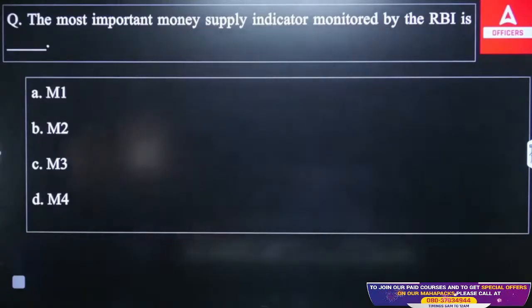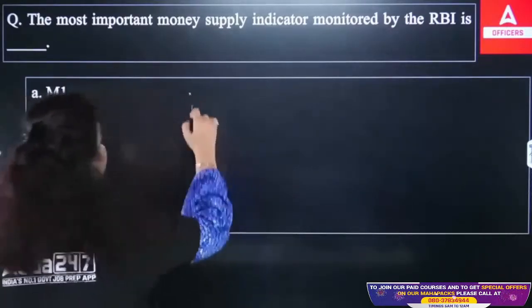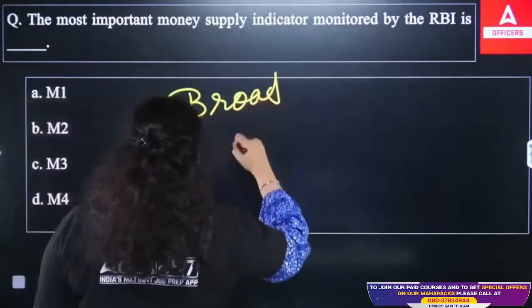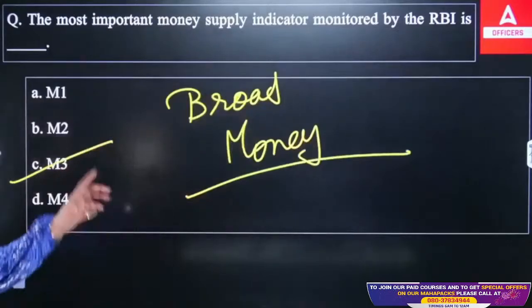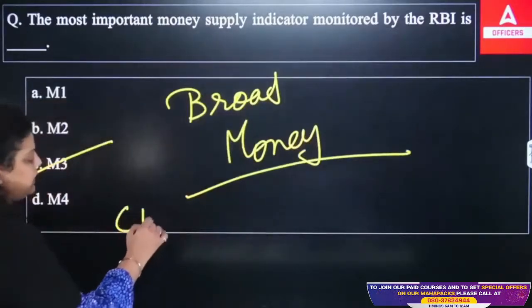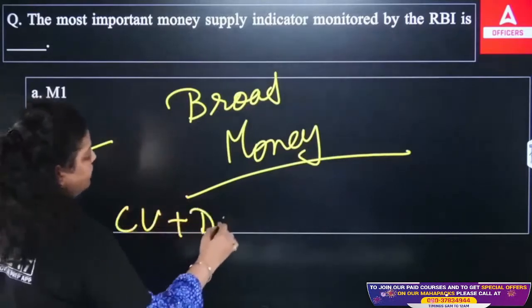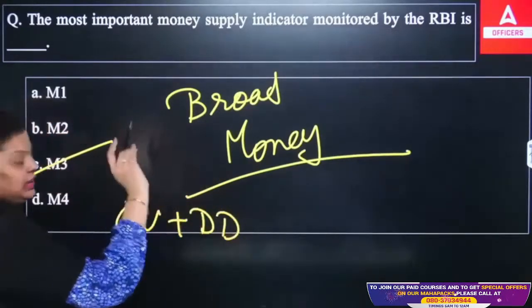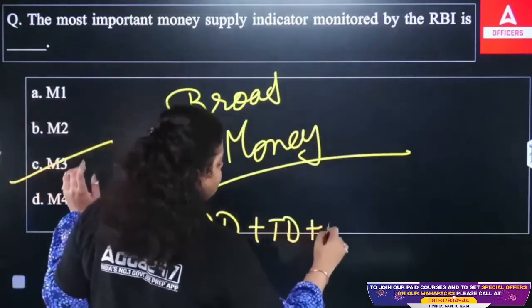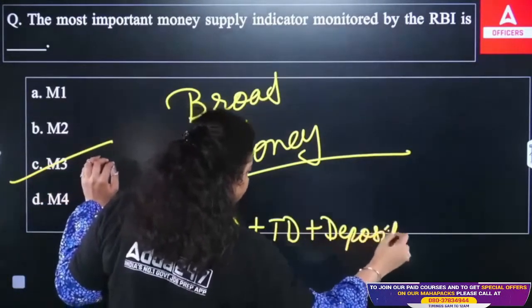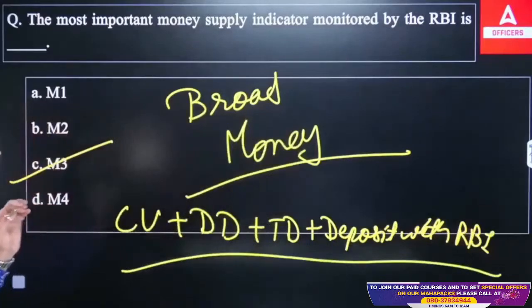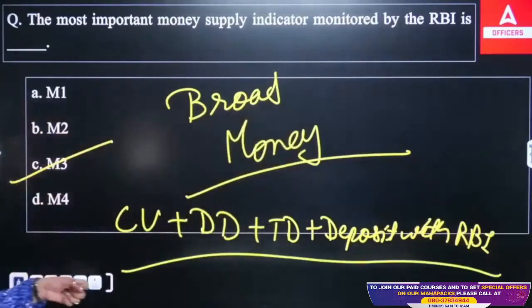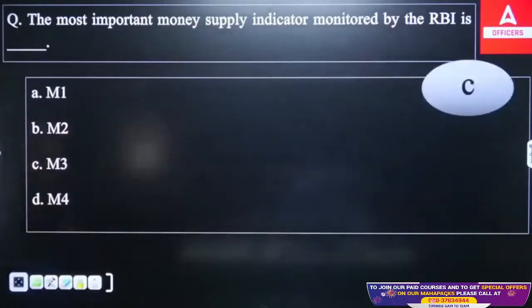RBI wants to know how much money supply is in the economy, and the money supply in the economy defines the liquidity for the RBI. That's broad money. So the right answer is C, because it will cover currency, the money with the public, demand deposit, the money with commercial banks in the CASA, then the term deposit, then the deposit with RBI. Every type of money which is available in the economy will be calculated by M3, and that's why it is the important money supply indicator that RBI calculates. So the right answer will be your C. Next question.